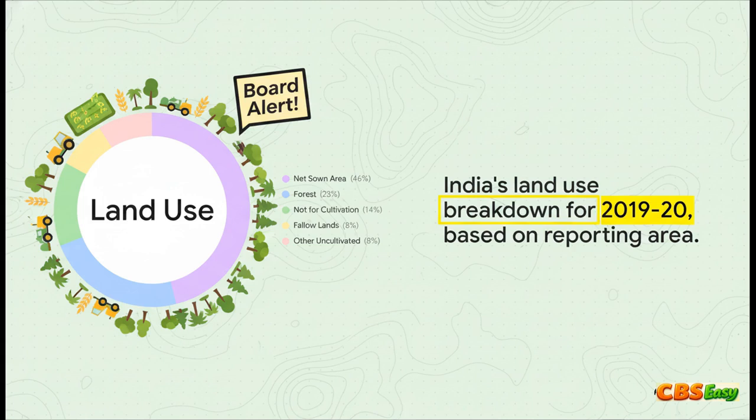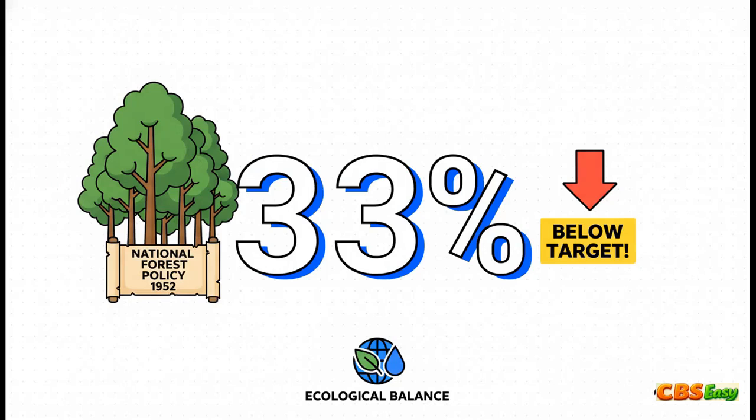That's massive. Now also keep your eye on that forest number, the one sitting around 23%. We're going to come back to that in just a second. Okay, this number, 33%. Burn it into your brain. The National Forest Policy, way back in 1952, said that for India to have a healthy ecological balance, we need 1/3 of our land to be covered by forests. And as we just saw, we're not there yet, which is a big, big deal.